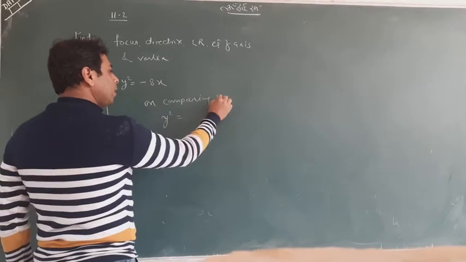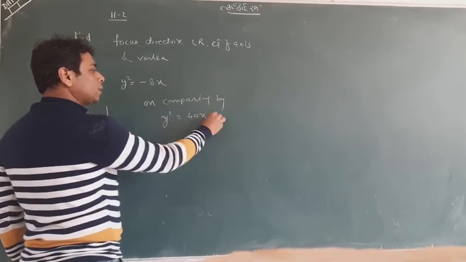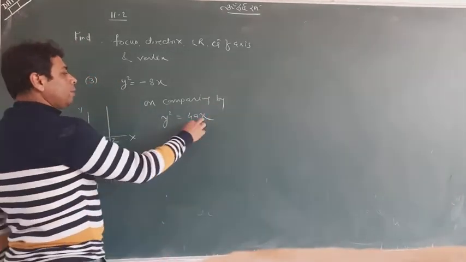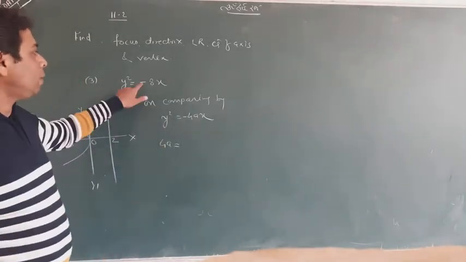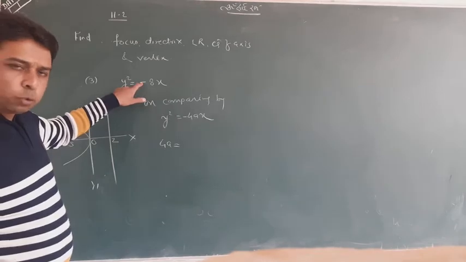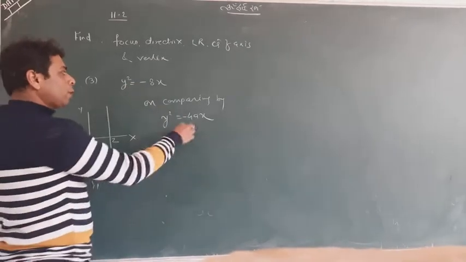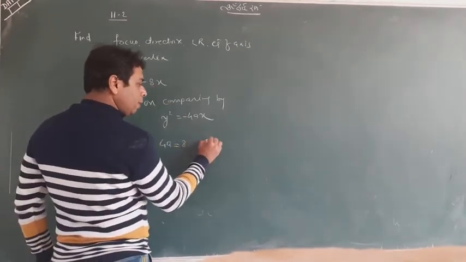First I am comparing with y square equal to 4ax. So along with x we have 4a. Sorry, it is minus, because we have a parabola with a minus sign. So you compare with the minus sign. So 4a equal to 8. So a will be 2.